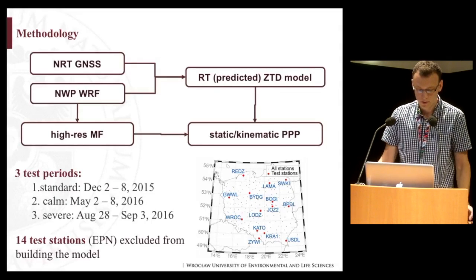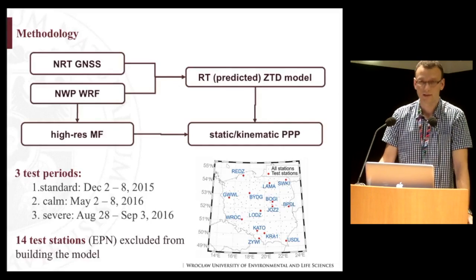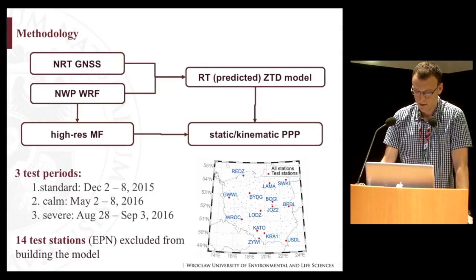And we tested this model on 14 EPN stations in Poland. But of course, these stations were removed from the calibration process. And we performed PPP in static and kinematic mode, as you will see later.